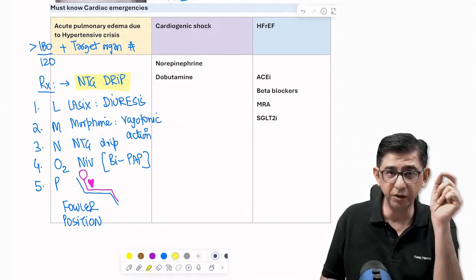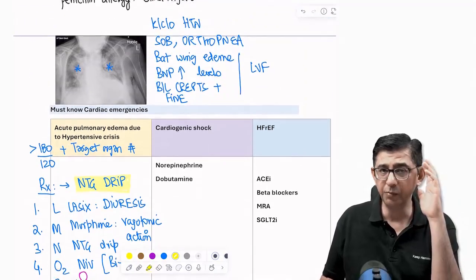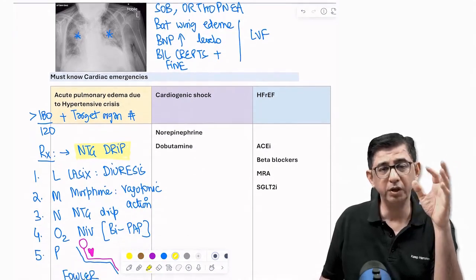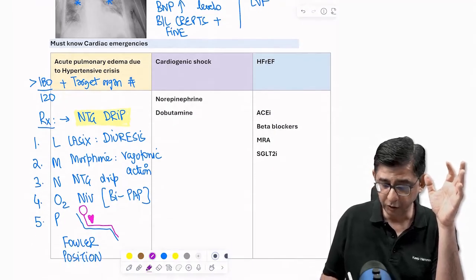If a CNS emergency is given due to hypertension, where he says the patient is a known case of hypertension and comes with features of stroke, then it is nicardipine. But if he says what is the drug used in heart failure, then it is nitroglycerin drip. Next comes the aspect of cardiogenic shock in a patient.